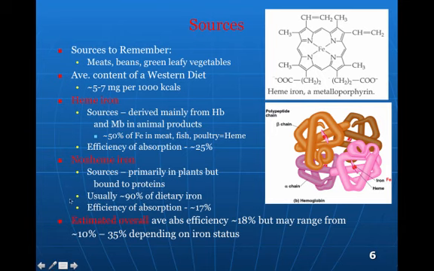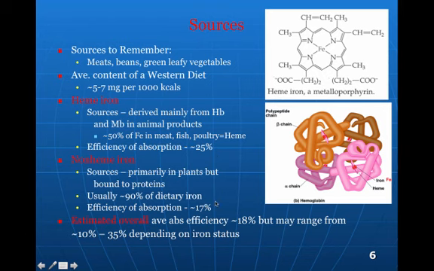So in plants, even though it's not heme, not wrapped around by globin, it still is bound to other proteins. So when we absorb it, it's got to be digested from the proteins first. Usually about 90% of dietary iron comes from non-heme, so we tend to get more non-heme iron from our diet than heme iron. Non-heme iron has an absorption efficiency of about 17%, even lower than heme iron.